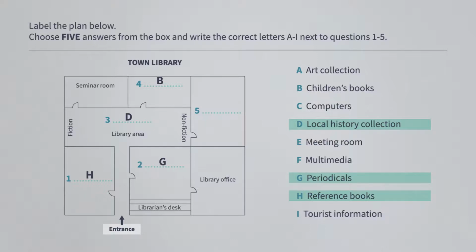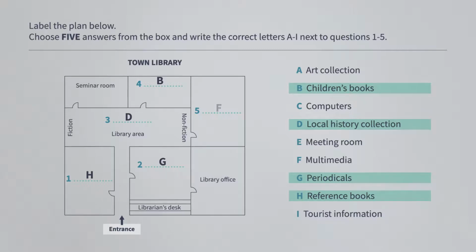Question 4 is B, children's books. The speaker says, "Through the far door in the library, just past the fiction shelves, is a seminar room, and that can be booked for meetings or talks. And next door to that is the children's library."